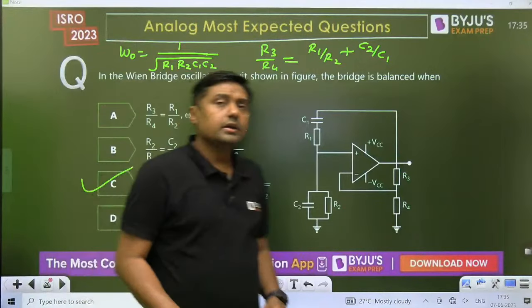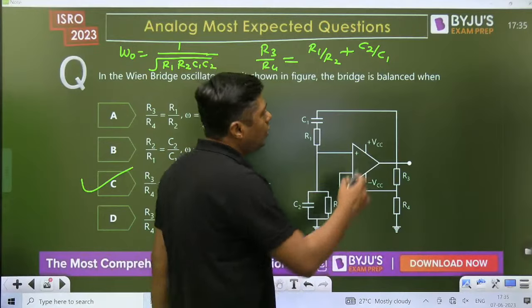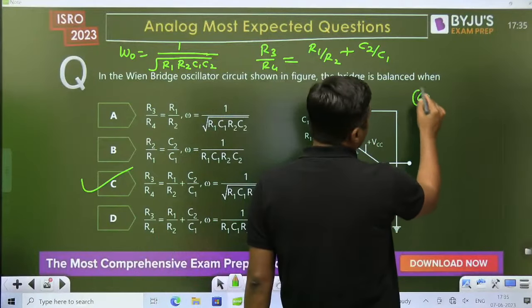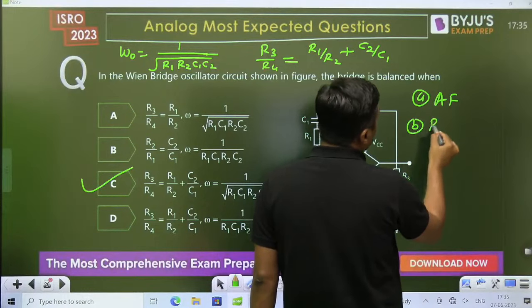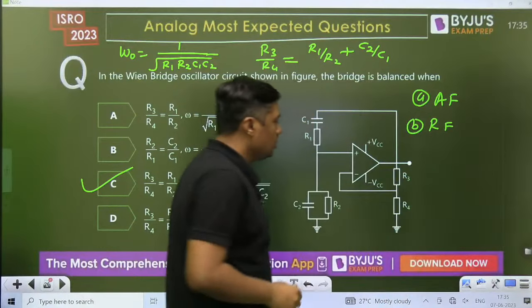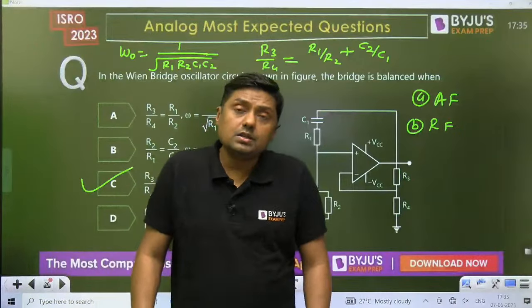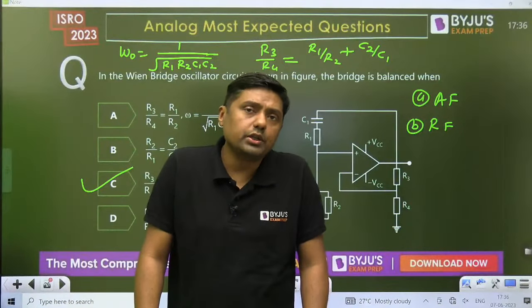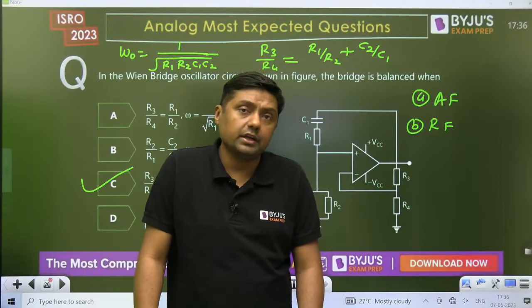Okay, tell me, is it an audio frequency oscillator or a radio frequency oscillator? High frequency or low frequency? Right, the Wien bridge oscillator is a highly stable, most popularly used oscillator. Most popularly used oscillator, remember.